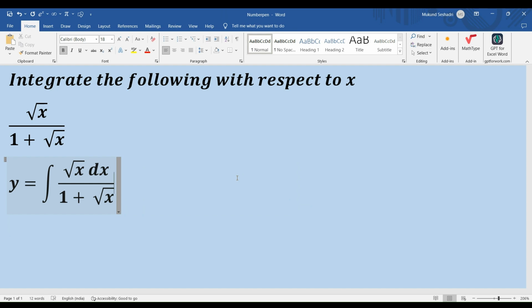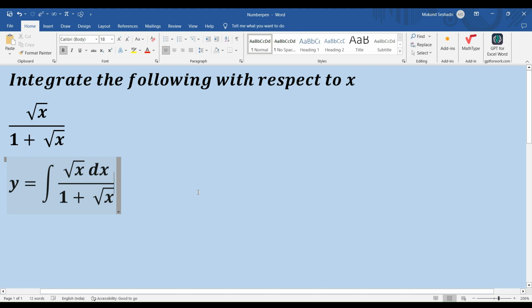I know that my y is not in a simple format whose antiderivative I know from first principles or any of the identities that we have learned so far. So how do I simplify y for me to integrate this further, right? So let's give it a thought. We have root x in the numerator. We have a 1 plus root x in the denominator.